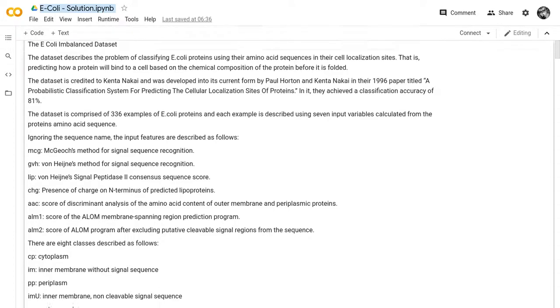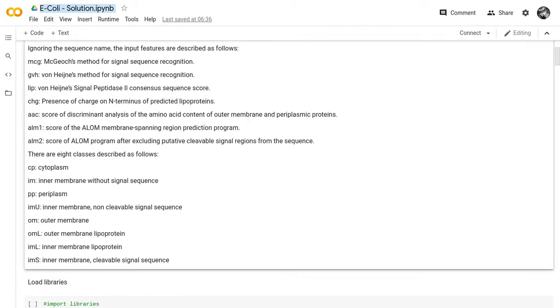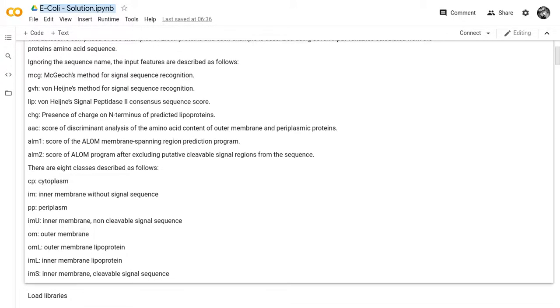And I won't read the rest of it, except to say the data set is comprised of 336 examples of E. coli proteins, and each example is described using 7 input variables calculated from the protein's amino acid sequence. So it tells you what the amino acids are, and it tells you what the proteins are.